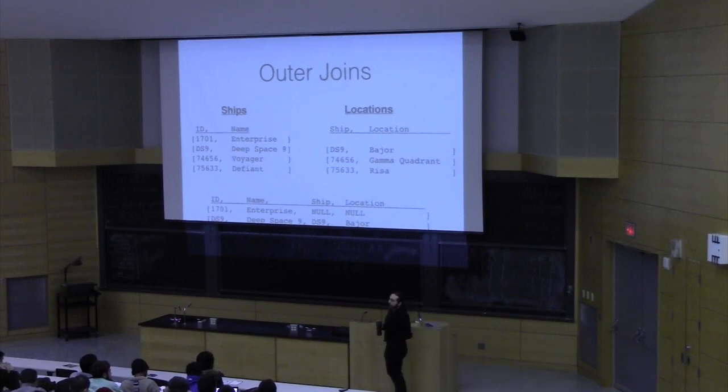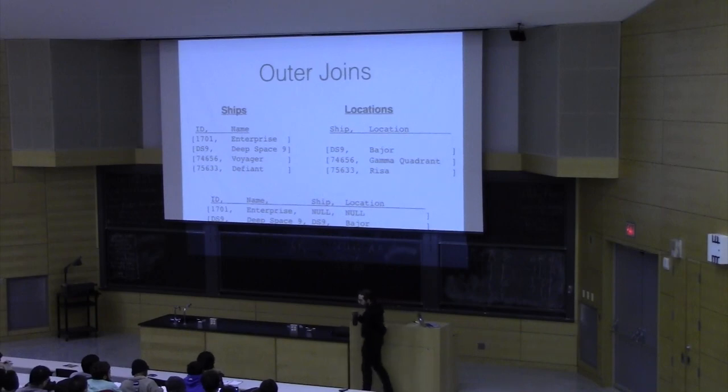Let's say that you have a list of officers per ship and a list of ships. There might be some ships that have no officers. And in that case, let's say I wanted to count the number of officers on each ship. I'd need to use an outer join on that because, like I said, there are some ships with no officers.